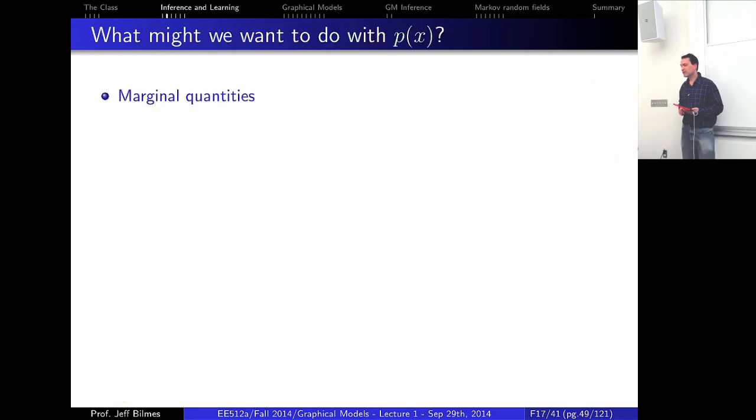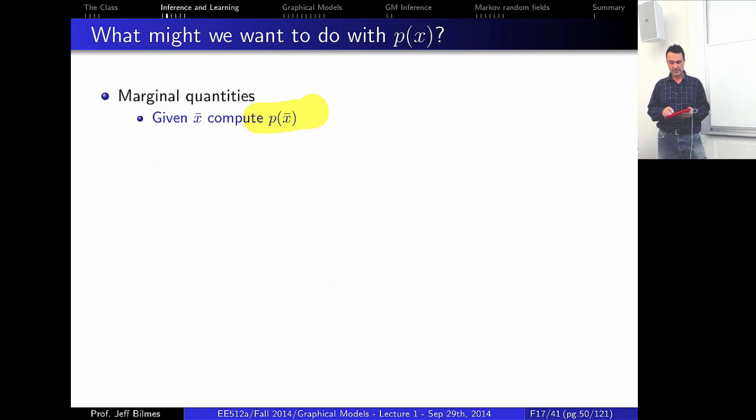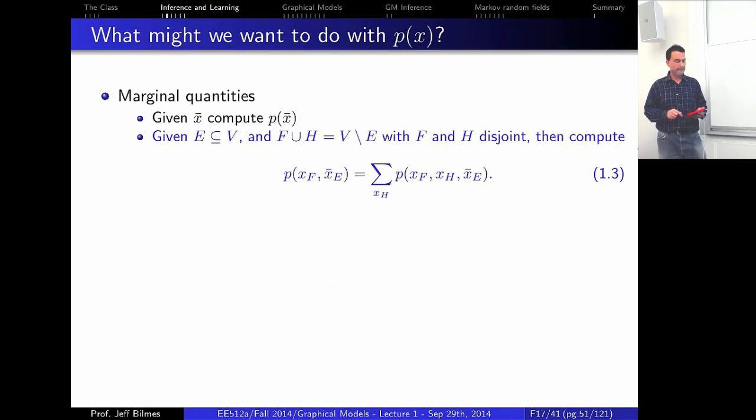Okay, so what might we want to do with the probability of x? We mentioned this before. We might want marginal quantities, like, for example, given a particular sample, compute its probability. Remember, x bar is the entire vector 1 through n. So this is computing the probability of this multivariate distribution, the probability of x bar. That's a very simple thing to compute.